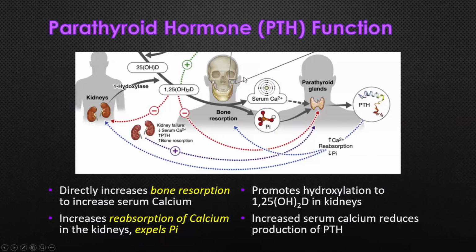PTH, or parathyroid hormone function. The way I remember this one is PTH is kind of the calcium Nazi. You think of the soup Nazi from Seinfeld. It ensures that you have adequate amounts of calcium in the serum. Why is it important to have adequate amounts of calcium in the serum, in your blood?